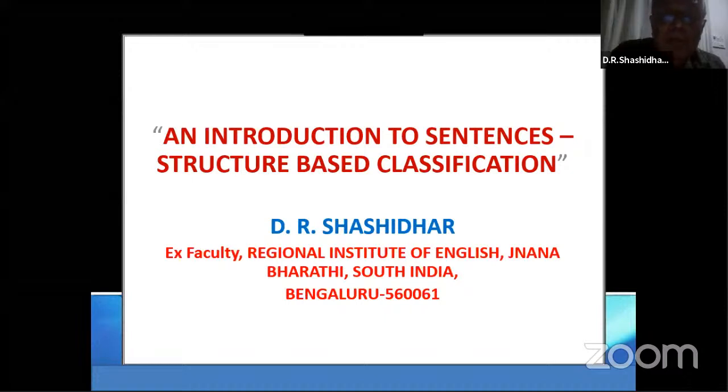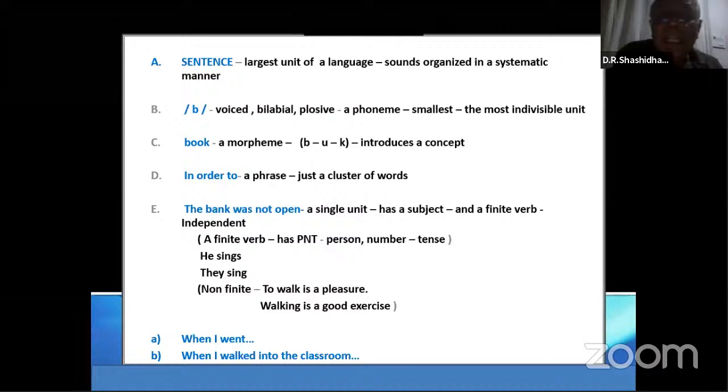And these phonemes must occur in the same order. You cannot have UKB, or ba ka u. They cannot occur in this particular order. It has to occur in this particular order only, in the environment prescribed or suggested by the phoneticians. Only then it becomes a morpheme. Okay? Ba is a voiced bilabial plosive sound, the smallest, most indivisible unit, cannot be split further. But when it occurs in a proper environment of other sounds, it forms a morpheme.